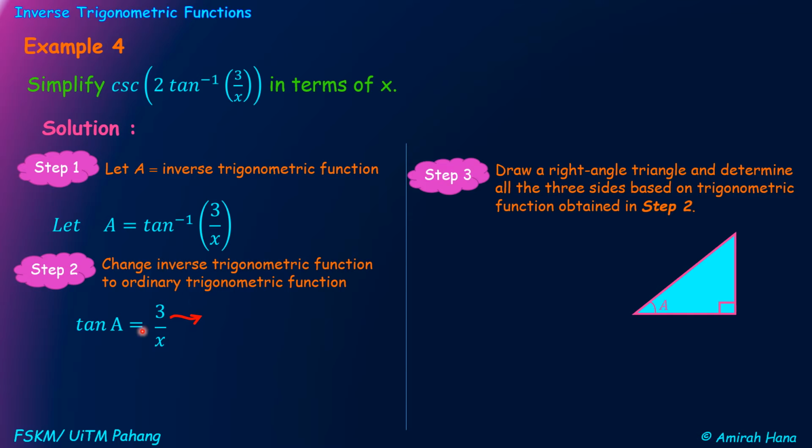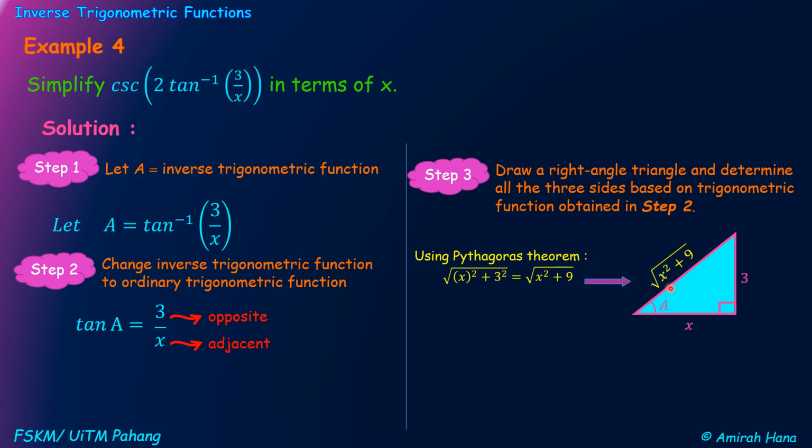From step 2, tangent A equals 3 over x, where 3 means opposite, so we can put 3 here. And x equals adjacent, so we can put x here. After that, we can find the hypotenuse using Pythagoras theorem. We have x squared plus 3 squared, which equals x squared plus 9, so we put the square root of x squared plus 9 here. This is our hypotenuse.